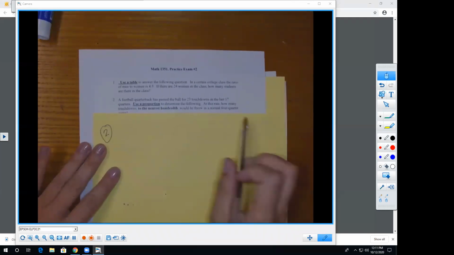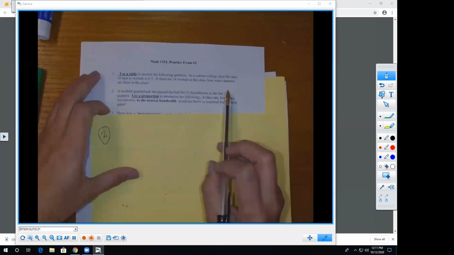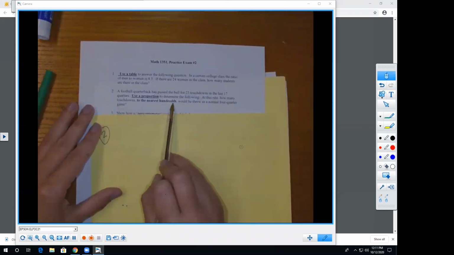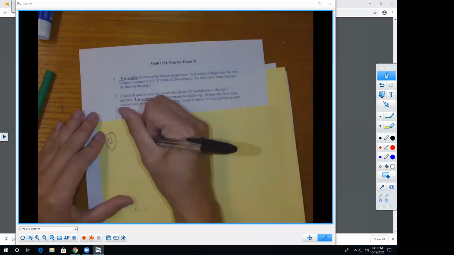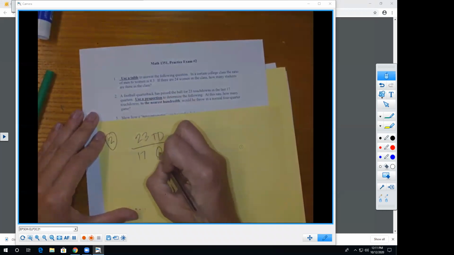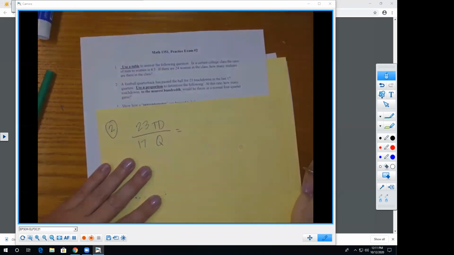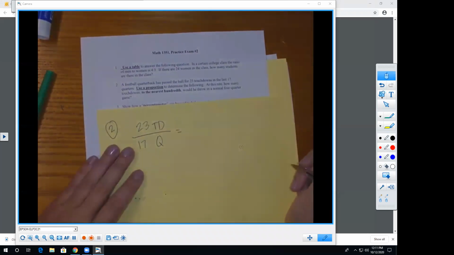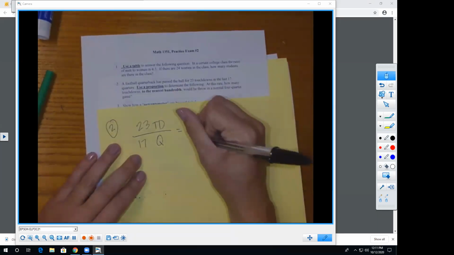Number 2 on the review says a football quarterback has passed the ball for 23 touchdowns in the last 17 quarters. Use a proportion to determine the following. At this rate, how many touchdowns to the nearest hundredth would he throw in a normal 4-quarter game? So they told us 23 touchdowns in 17 quarters. I'm going to put a Q just for quarters. And then we are trying to figure out how many touchdowns, that's what we're looking for, in a normal 4-quarter game.